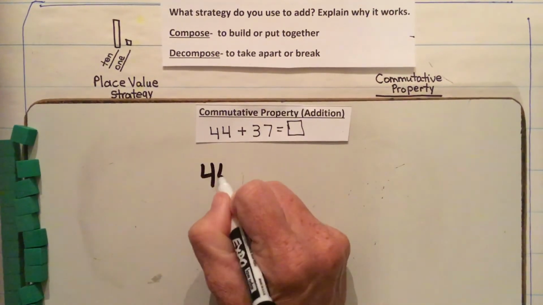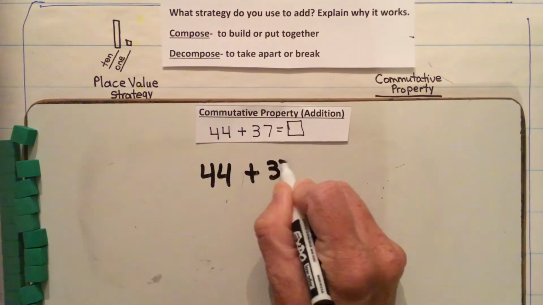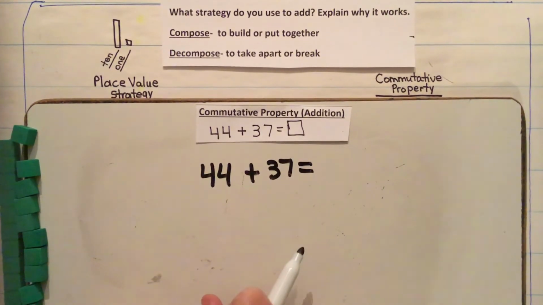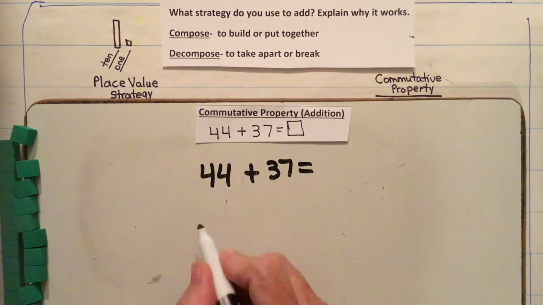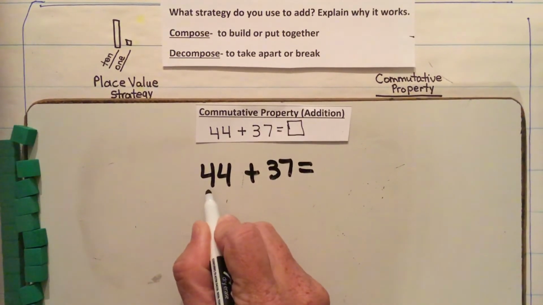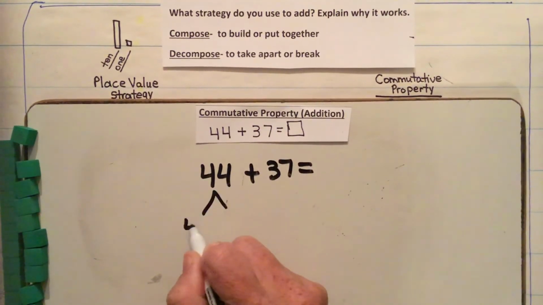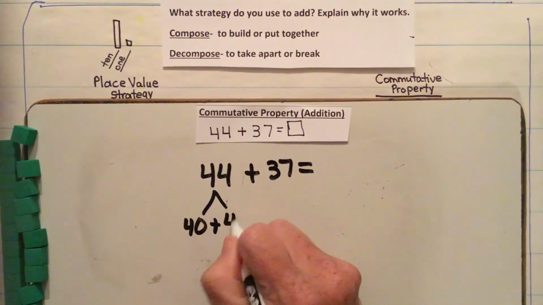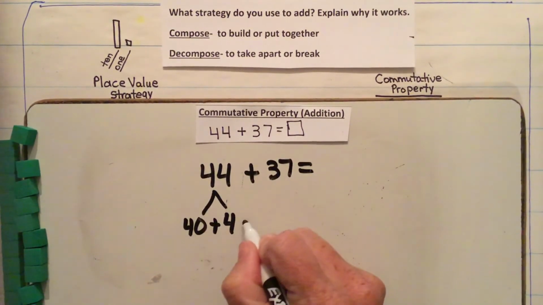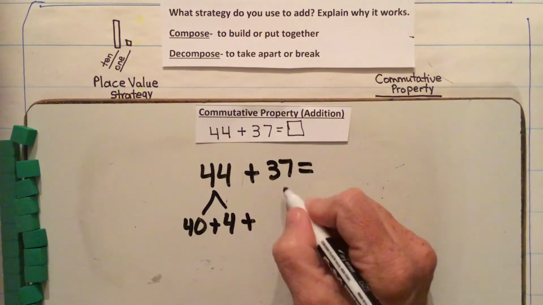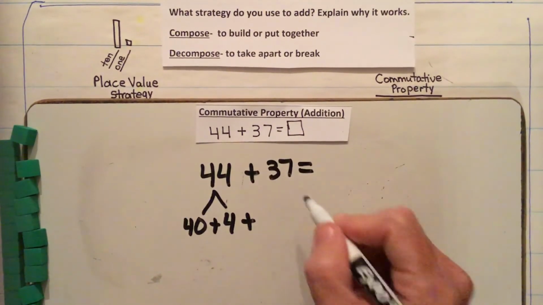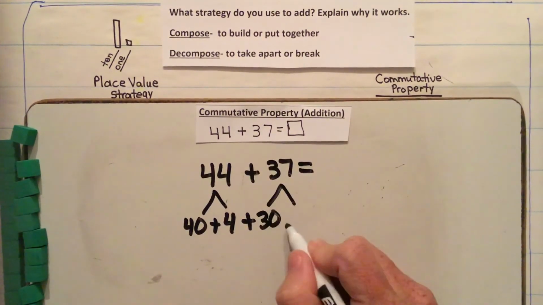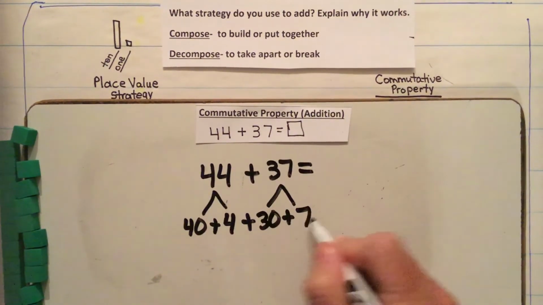I really like to write my equation again. 44 is my first add-in. I'm going to break it into tens and ones. The 4 is in the tens place, so the value of that is 40. 4 is in the ones, so I know that's just 4. Bring down my plus sign. 37. The 3 is in the tens, so I know the value of that is 30. And 7 is in the ones.